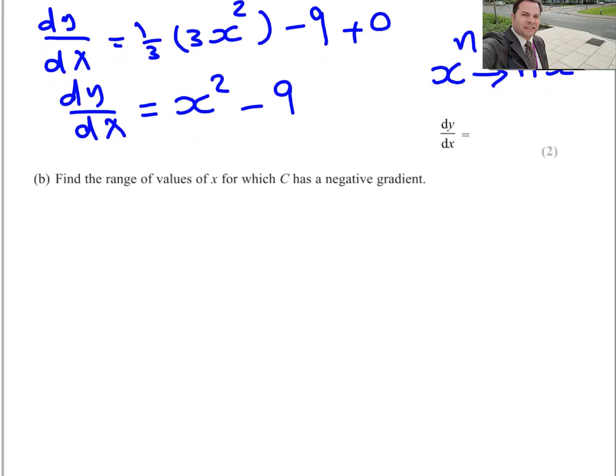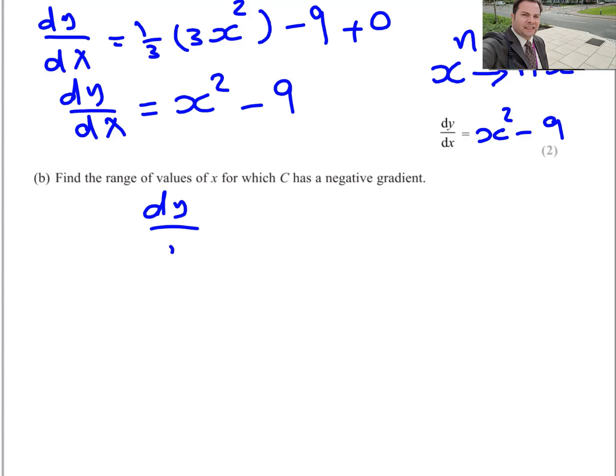In part B, so the final answer, you have to write it here, dy by dx is x squared minus 9. Find the range of values of x for which C has a negative gradient. Negative gradient means dy by dx is less than 0. So x squared minus 9 less than 0.